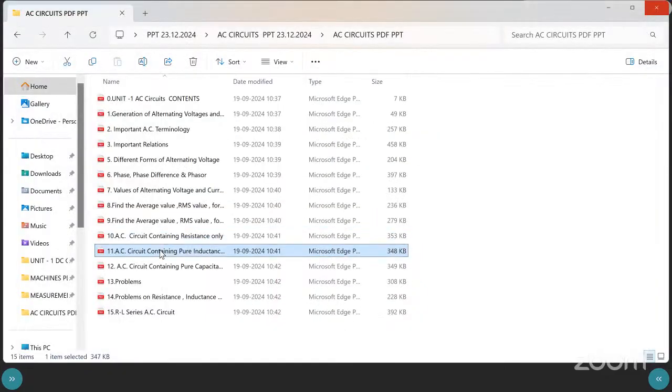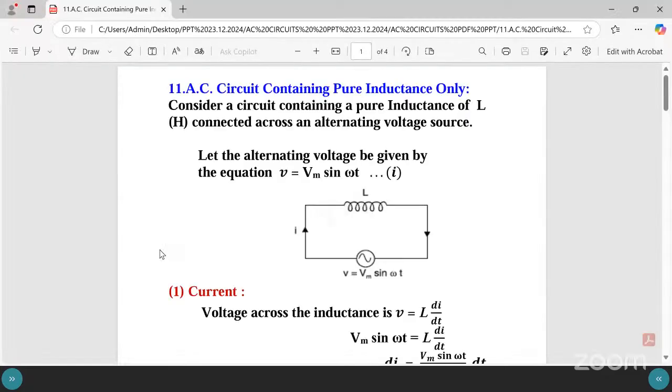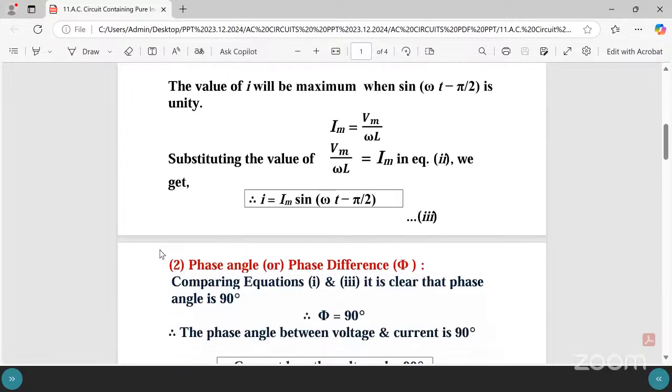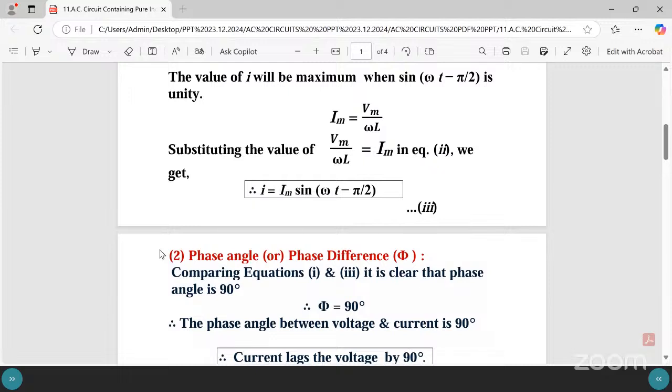11th topic, inductance. Only formulas we'll discuss. First result, formula 1. Write down the formula. 11th topic, pure inductance. How many results? 7 results. What is the first result? Current. What is the equation? I is equal to Im sin omega t minus pi by 2.